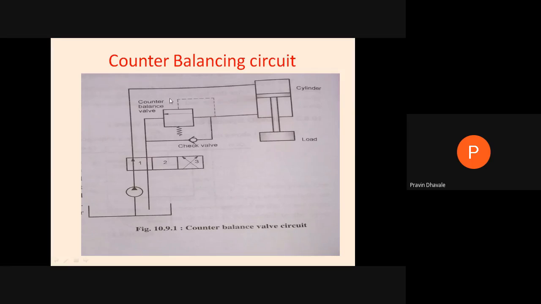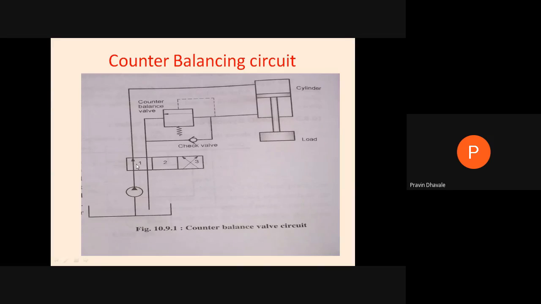It will be called a counterbalance valve. It will consist of a pressure relief valve with a pilot operated spring return along with the check valve. This whole assembly will be called a counterbalance valve. Are you getting? In center position, second position, it will be null position, where whatever the discharge coming from the pump will be redirected to the tank.